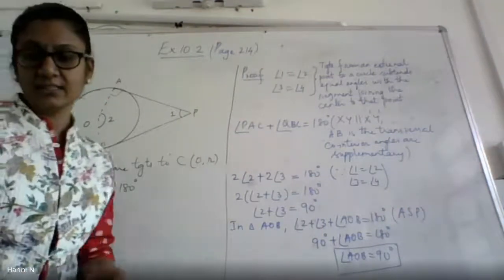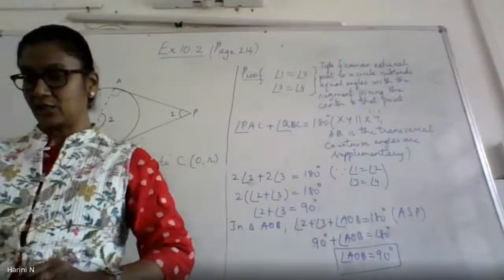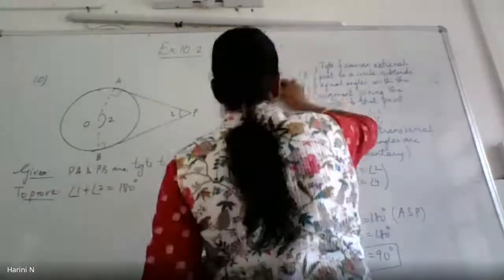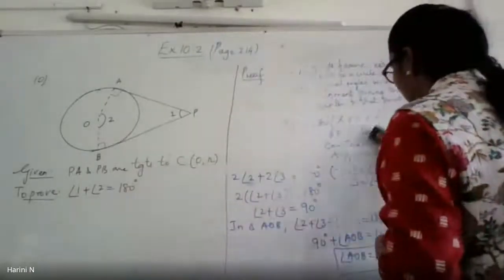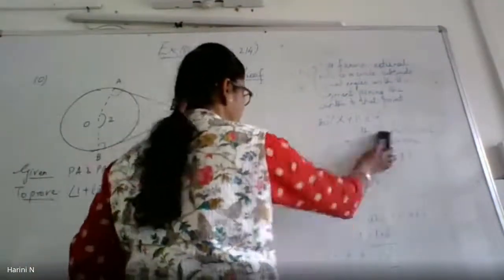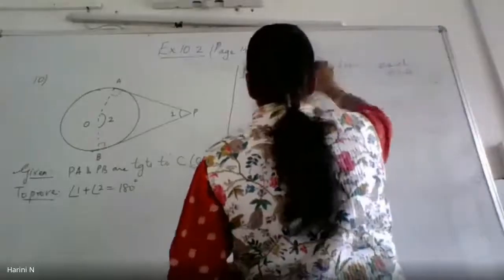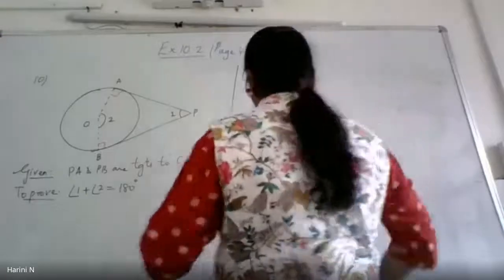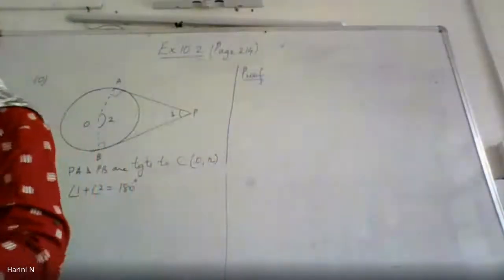Now using that, can I show my angle 1 plus angle 2 will become 180 degrees? It's a very, very simple one. How will you write the proof for this? Think. Some property of quadrilateral, construction. Join OP? Without joining OP also I can see the proof already there. Some property of quadrilateral.